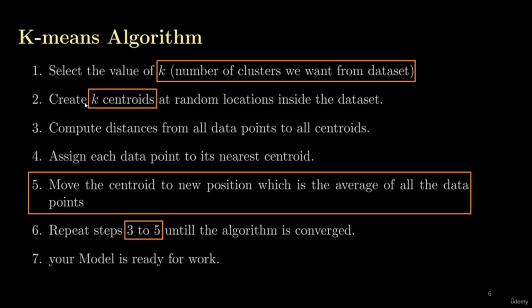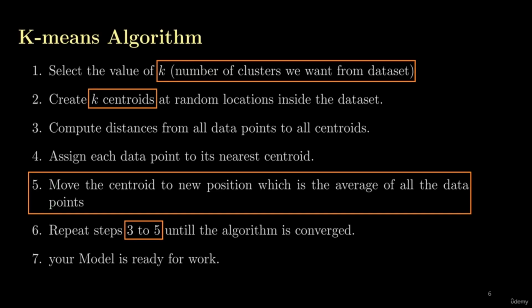So the second step is that we create K centroids at random locations inside the dataset. We start with random locations, and as we move on with the K-means algorithm, these centroids will move inside the dataset to get the samples which are closely related to them. So basically we start with K, the number of clusters, then we create K centroids at random locations, and as we move on with the algorithm, these centroids will move to group the data samples. We will see this in detail with the help of a numerical example.